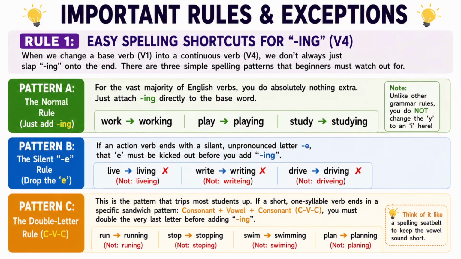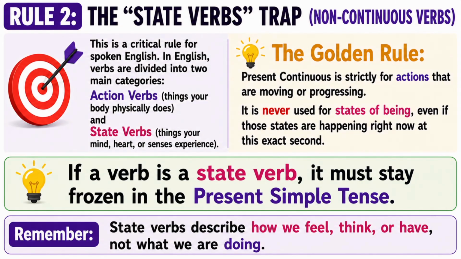Now let's learn rule number 2, the state verbs trap. This is a very important rule in spoken English. In English, verbs are divided into 2 main categories: action verbs and state verbs. Action verbs describe things that your body physically does. State verbs describe things your mind, heart, or senses experience.